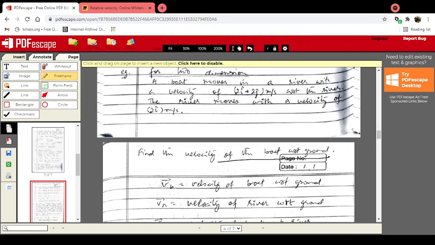So there is a boat which is moving in a river. You are given the velocity of the boat with respect to the river and you are given the velocity of the river. So what would be the velocity of the boat with respect to the ground?